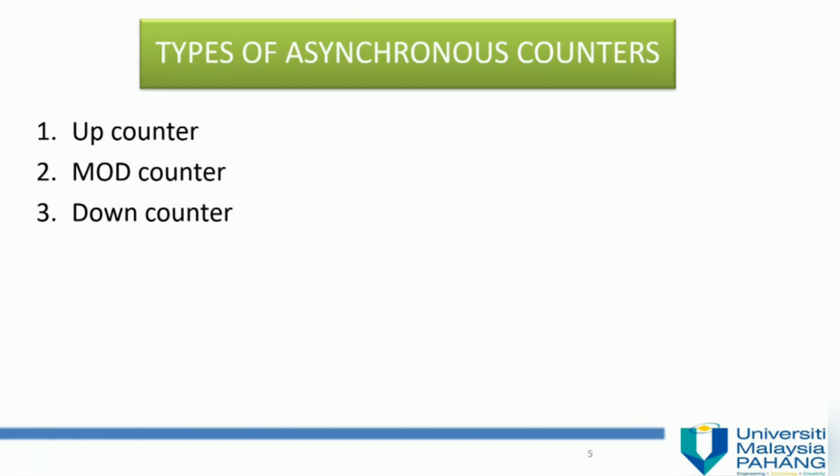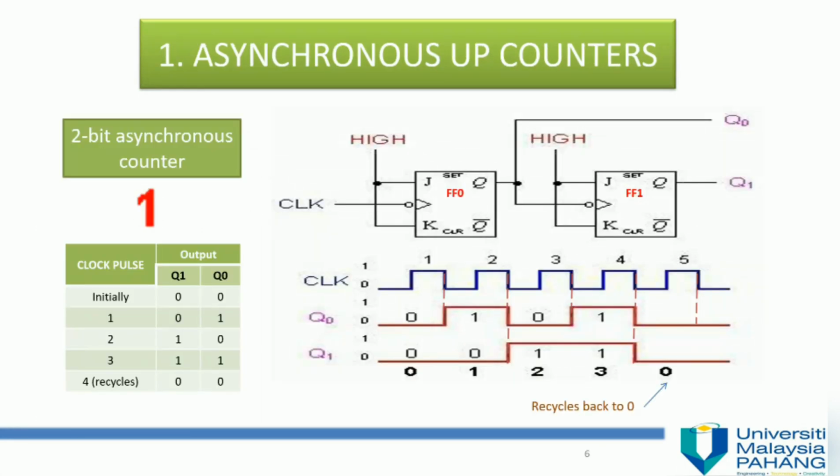There are three types of asynchronous counter: up counter, mod counter, and down counter. This slide shows the first type of asynchronous counter. Here we have a 2-bit asynchronous up counter. Look at the truth table. We have the clock pulse as an input, and the outputs of the JK flip-flops, Q1 and Q0, as the counting sequence. This counter will count 00, 01, 10, and 11. At the 5th clock, it will recycle the counting sequence to 00.